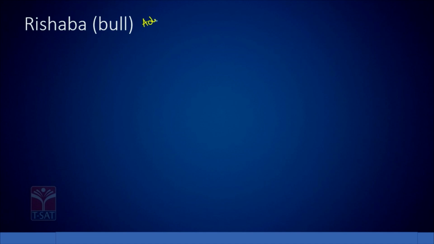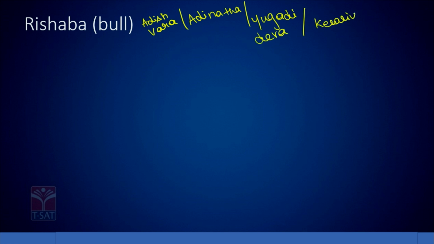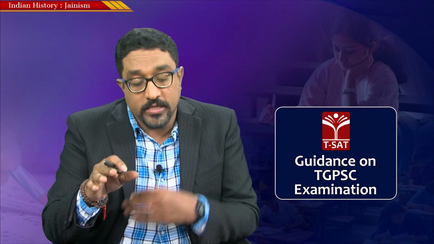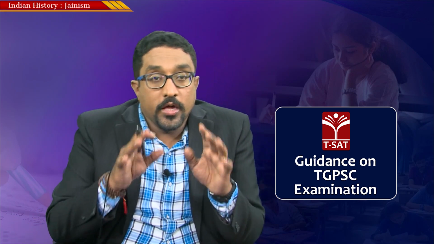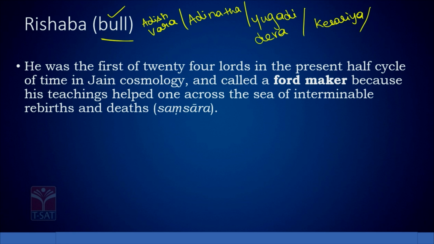First Guru, Rishabhanatha. Rishabhanatha is also called Adishwara, Adinatha, Yugadideva, Kesariya, all are his names. And Rishabhanatha is symbolically represented with a bull. See, there are certain divisions in Jainism. One of the schools does not represent the human form of Rishabhanatha. Instead, they give a symbolic representation, that is a bull. He was the first of the 24 lords in Jainism in the present half cycle.